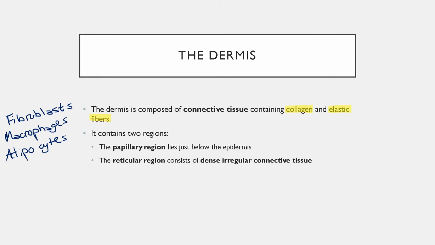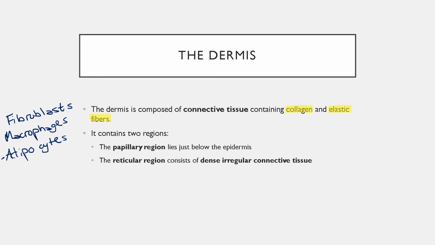And these adipocytes are mainly going to be found near the boundary of the subcutaneous layer. Now, blood vessels, nerves, glands, and hair follicles are all going to be embedded in the dermal layer. Because of the blood vessel density, the dermis is essential for the survival of the epidermis. I'll say that again, the dermis is essential for the survival of the epidermis.